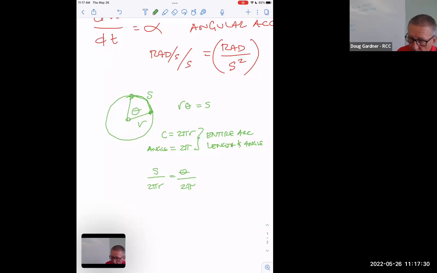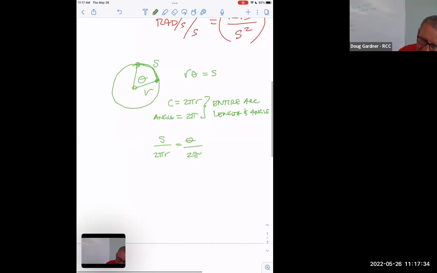Okay, well, cool. Let's just multiply both sides by the fractions and get rid of them. If I multiply by 2 pi, it'd be 2 pi s. If I multiply by 2 pi r, it'd be 2 pi r times theta. Hey, look, those two 2 pi's cancel out. Bam, r times theta has got to be s. So that's a cool shortcut.